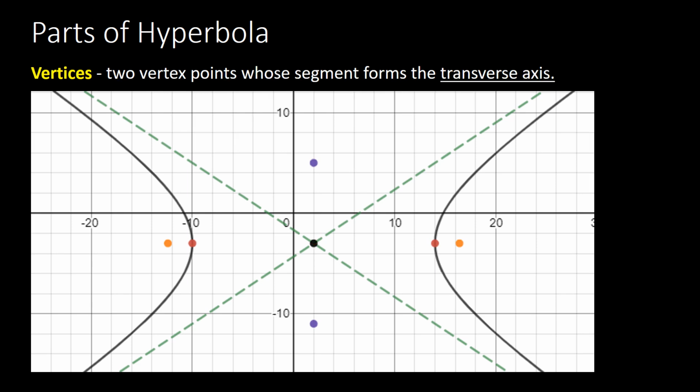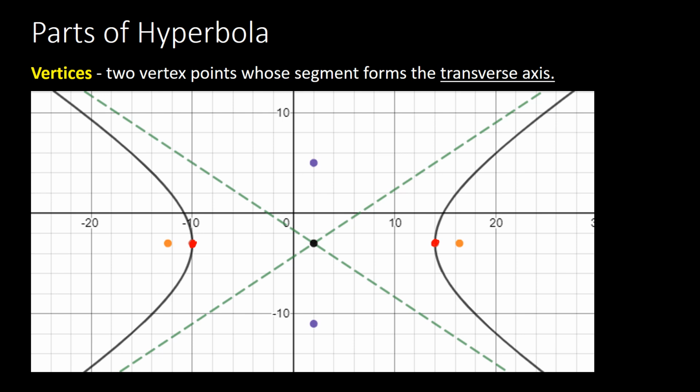The other part of the hyperbola is the vertices. The vertices are two vertex points whose segment forms the transverse axis. Based on the past lesson on the different conic sections, I think we are familiar with the vertex points, because once you've got a hyperbolic graph like this, the vertices are the turning points of that particular graph. In this example, this one is one vertex, and this one is another vertex. These are the turning points of our graph.